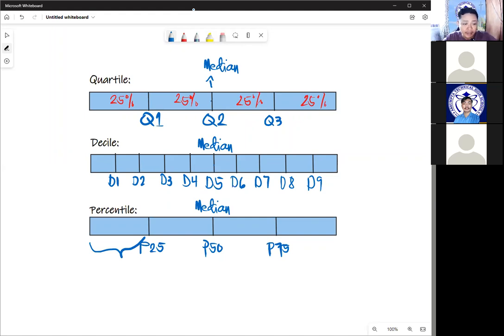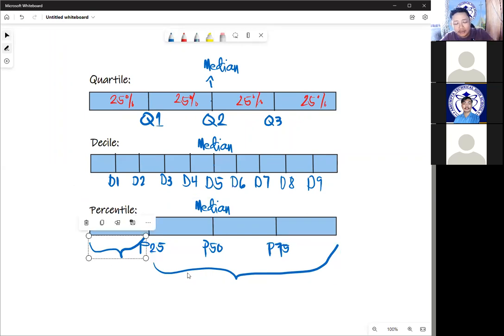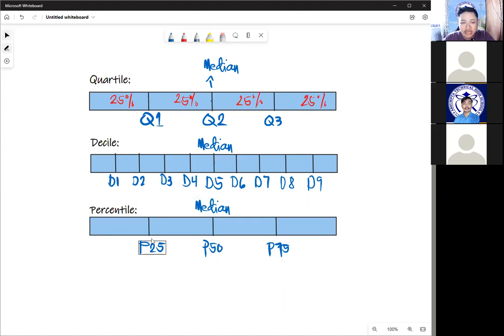On the other hand, 75% of the class or of the group of data shows greater value than that of the P25 or the 25th percentile. Got it? And since this is divided into 100, there will be 100 more divisions here, which I cannot show you anymore because it will be quite a lot. However, I want you to focus on this one. If I will connect decile and percentile here, this one.